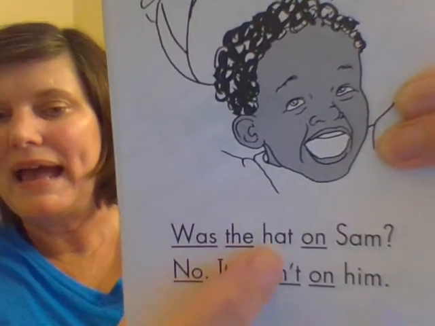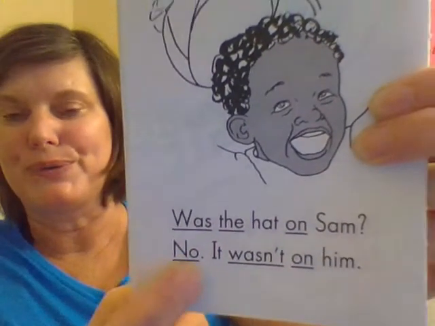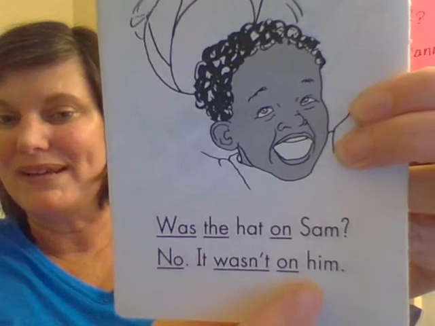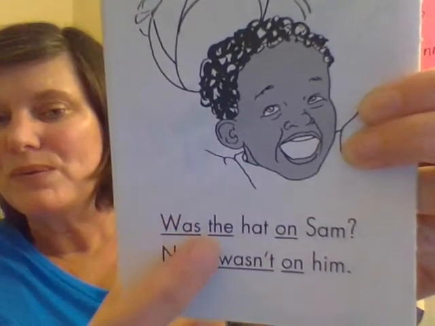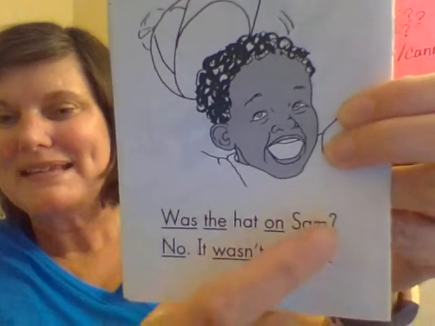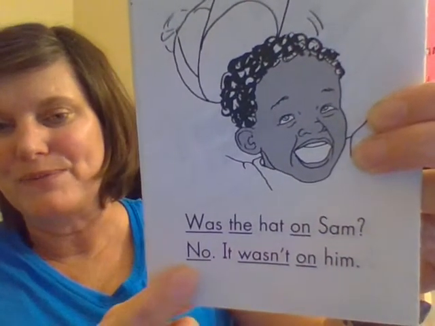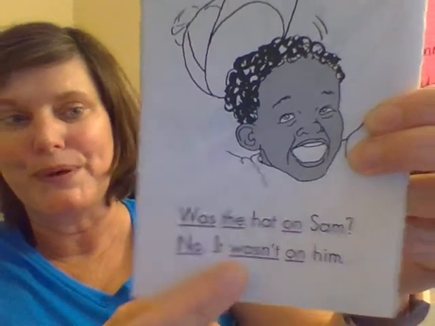Was the hat on Sam? No, it wasn't on him. Was the hat on Sam? No, it wasn't on him. See how we have a question mark? That means they're asking something and they want to answer. And the answer was no.